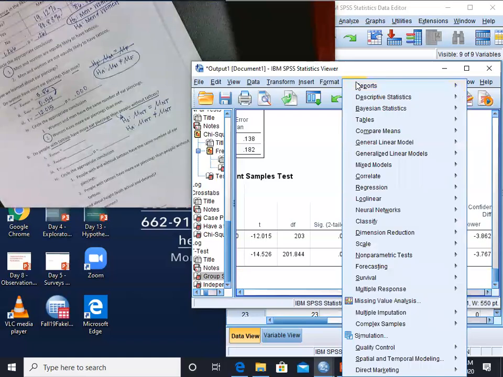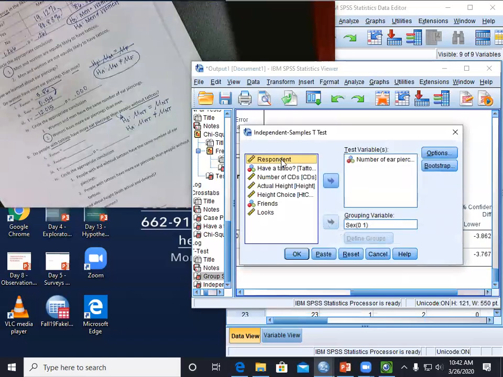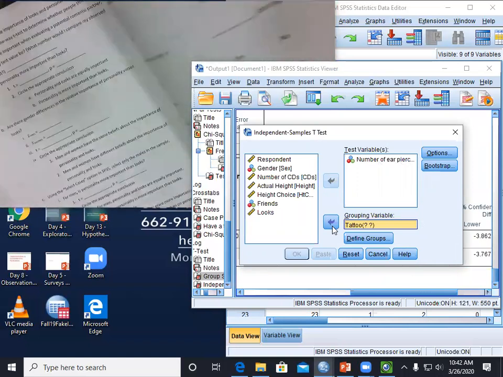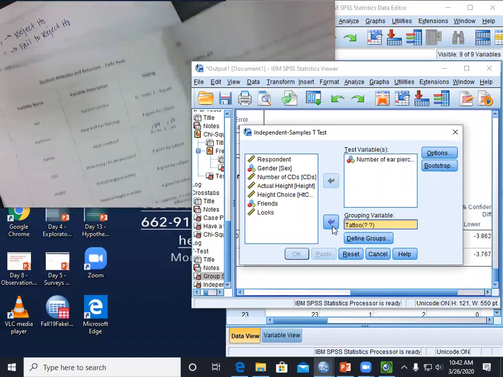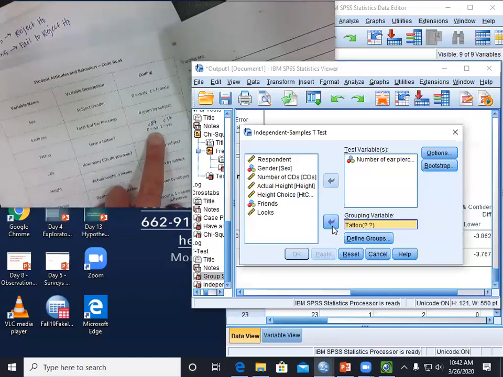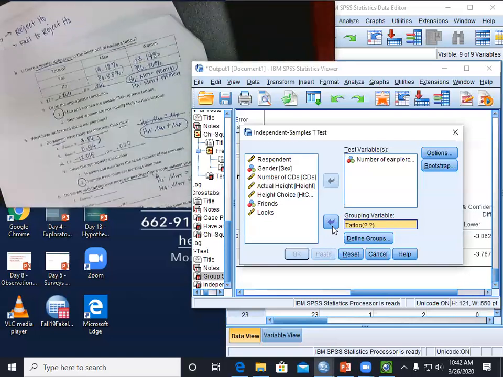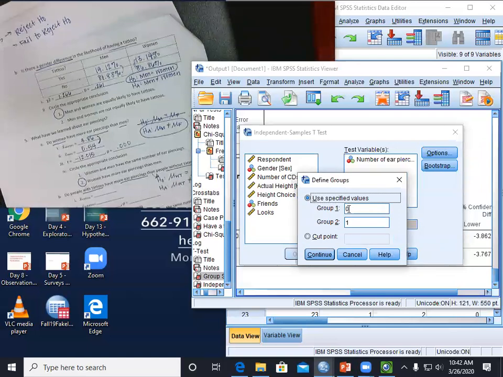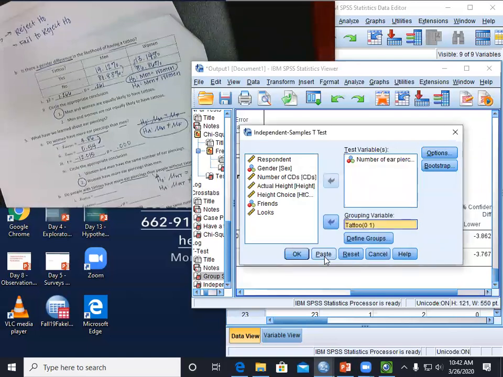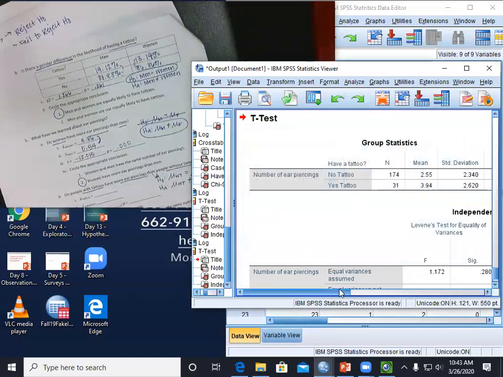So we're going to go back to analyze, compare means, independent samples t-test. We are still interested in the number of ear piercings, but we're no longer interested in using gender to divide our sample into groups. Now we're interested in dividing them based on whether or not they have a tattoo. If we look back at our code book, we see that tattoo is coded 0 equals no, 1 equals yes. So when we define groups, we can leave the 0 and the 1 there. We'll press continue and then OK.